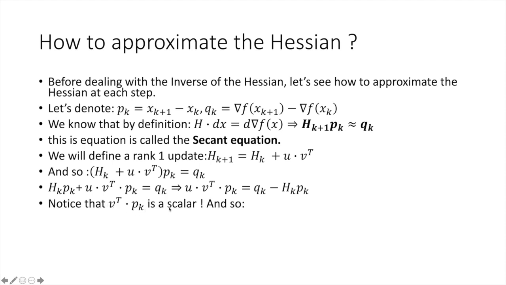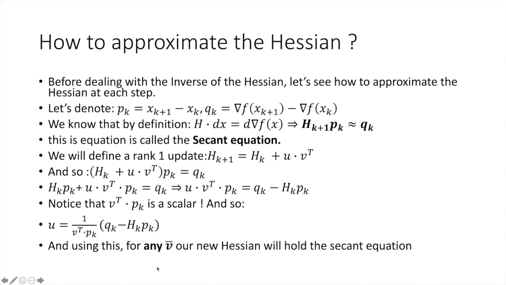But we can notice one thing. V transpose pk is a scalar because this is a row vector and this is a column vector. And so let's divide both sides by v transpose pk, and we will get that u is equal to 1 divided by v transpose pk multiplied by qk minus hk pk. And using this for any vector v, our new Hessian will hold the secant equation.